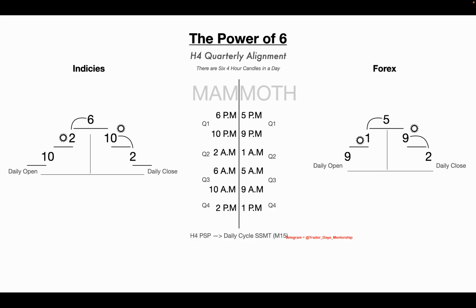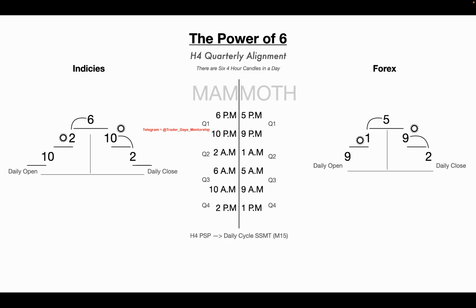So if the 2 a.m. candle within the indices triad creates a precision swing point, then the 6 a.m. candle will look back on the 2 a.m. candle and gauge another cracking correlation. During the PM session, if 10 a.m. made a PSP, then we will look at the 2 p.m. to look back at the 10 a.m. candle, engage another cracking correlation, creating a daily cycle SMT.